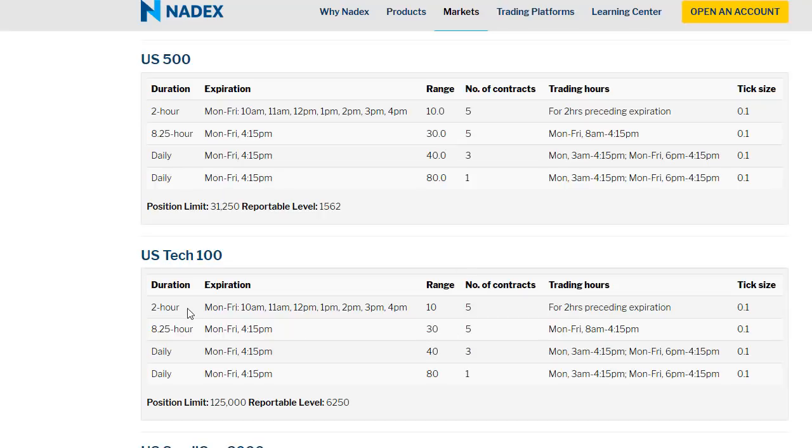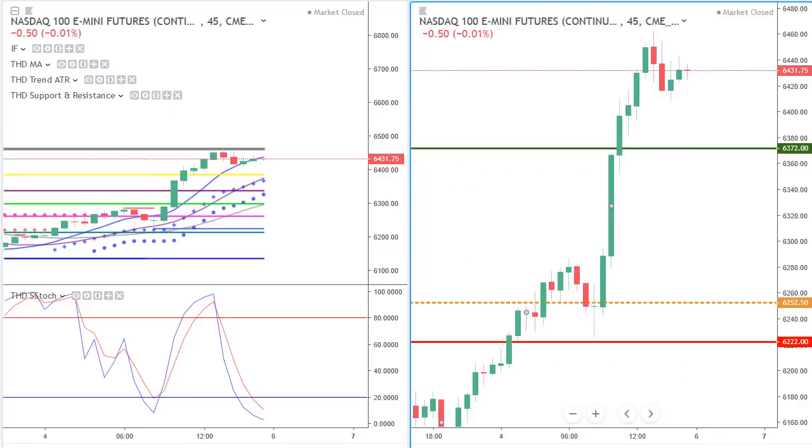So you've got the 2-hour on the US Tech 100, which utilizes the underlying instrument NASDAQ, okay? The 2-hour has a range of 10 points. The one daily has 30 points, another daily has 40, another one has 80, okay? None of them have 150. So right now, with the volatility that we are experiencing, the touch brackets, to me, are a better method for really making a profit, okay? A nice profit, I'll say that.